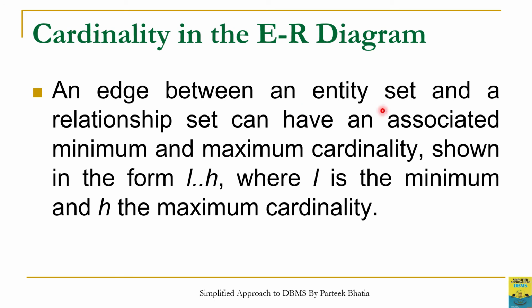So the edge between an entity set and a relationship can have an associated minimum and maximum cardinality, which is indicated by L..H. Here L indicates the minimum while H indicates the maximum cardinality. In simple words, we can label the edge between the entity set and the relationship with its corresponding cardinality, where L indicates the minimum while H indicates its maximum cardinality.